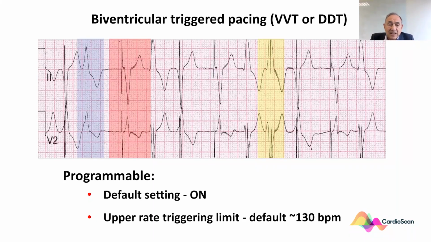And if one looks closely in this tracing with the blue highlight, you can see there's a ventricular ectopic, but there's no stimulus artifact in this because it exceeds the default setting of approximately 130 beats per minute, and therefore is not actually triggered, even though it is sensed.